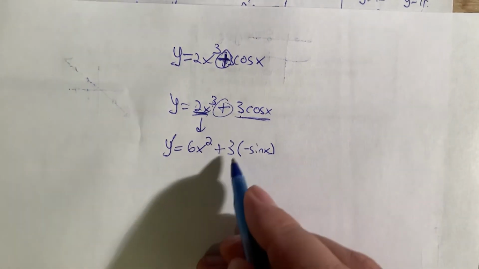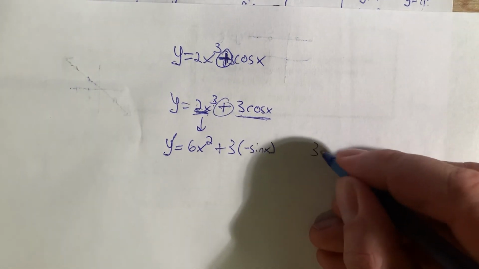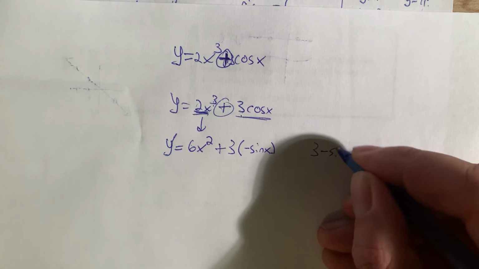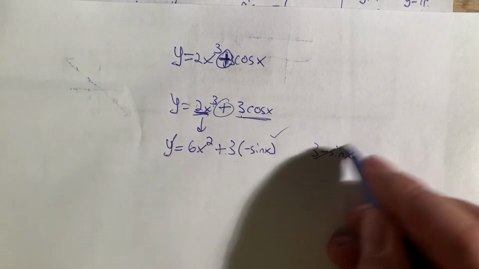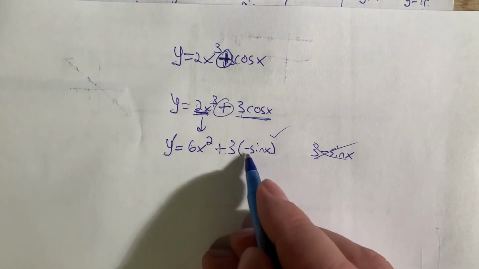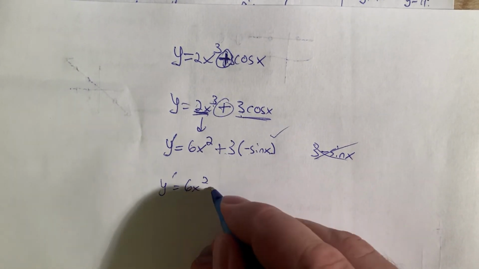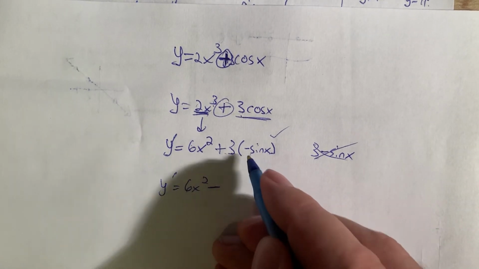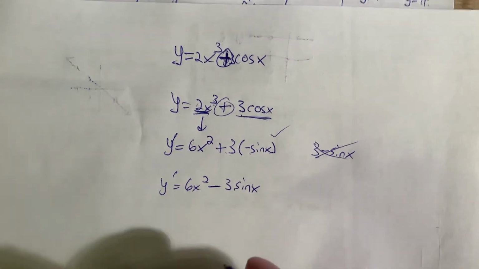This parentheses is important here. If I didn't have the parentheses, this would not say 3 times negative sine of x. It would say 3 minus sine of x. This is good. This is wrong. And when we multiply a positive times a negative, we'll change this to a subtracting. So positive 3 times negative sine of x is negative 3 sine of x. And this is how we would write it.